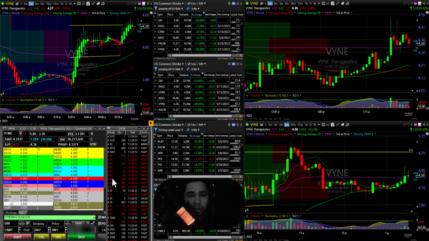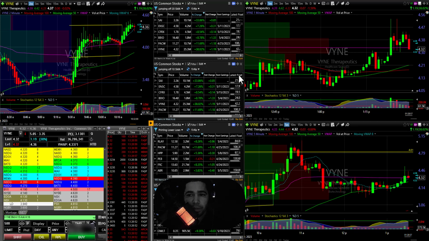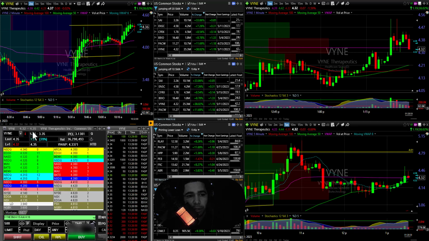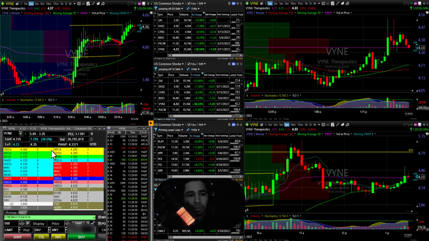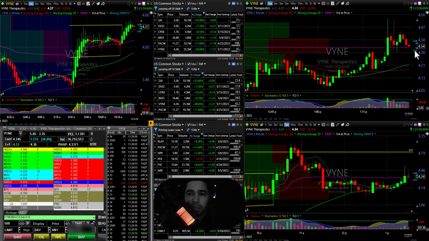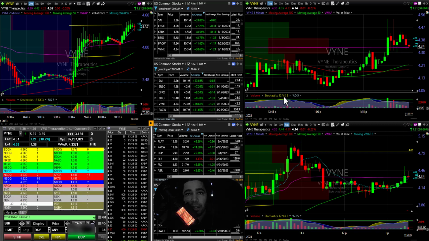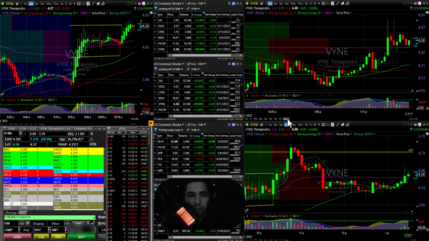All right, so we can see a pullback here to the VWAP area, $4.33. You can see how it's slamming lower tick, and so it starts to consolidate around here. See how it does after that. But I am particularly not interested in trading this one stock right now.